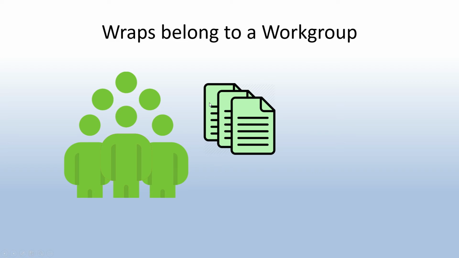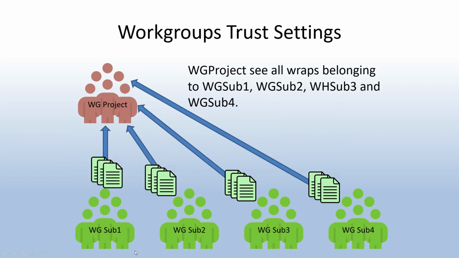Wraps belong to a work group, but these subgroups are all working for the project team. And using trust settings, wraps belonging to this work group can be trusted to the project work group. And in fact that's what we've set up here. We've set up 4 different trusts so that the project team has access across all 4 teams.